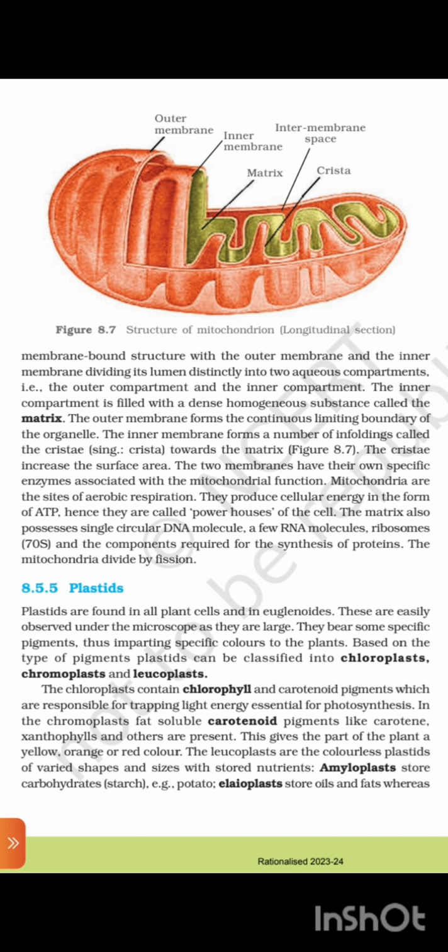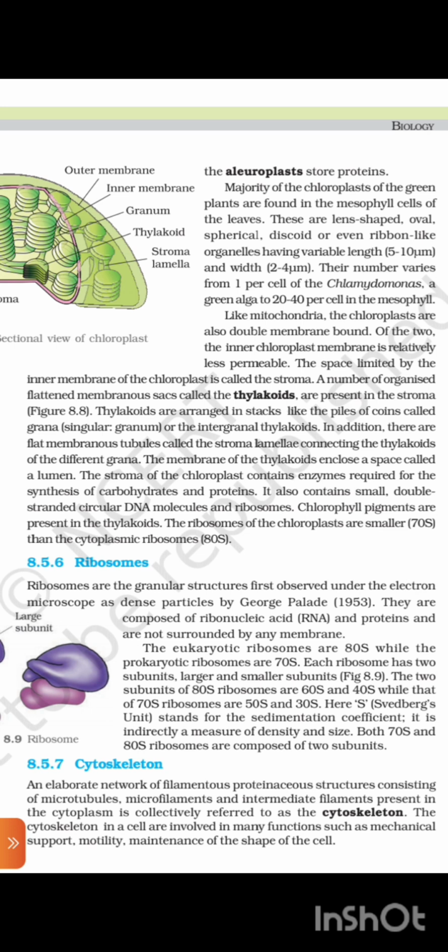Elaioplasts store oils and fats, whereas aleuroplasts store protein. The majority of the chloroplasts of the green plant are found in the mesophyll cells of the leaf. These are lens-shaped, oval, spherical, discoid, or even ribbon-like organelles having variable length of 5 to 10 µm and width of 2 to 4 µm. The number varies from 1 per cell of Chlamydomonas, a green alga, to 20 to 40 per cell in the mesophyll.